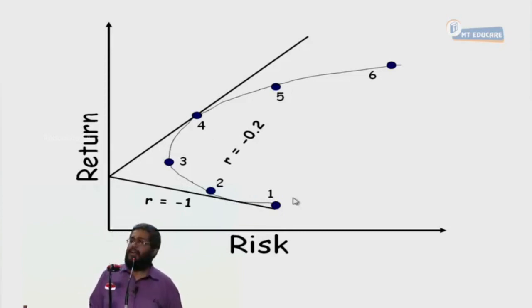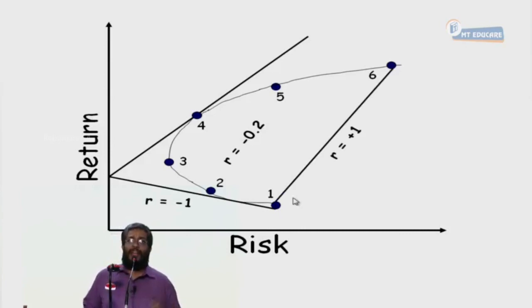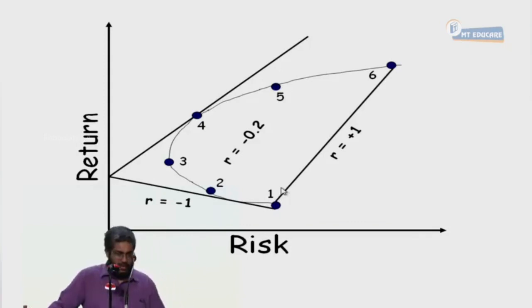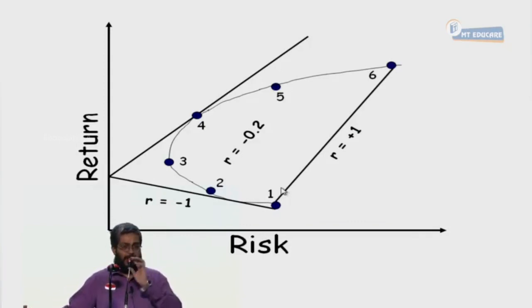Point number 8 or 9 or 10 or 6 or 7? Your number, point number 7, not a section number. Point 7: if correlation is plus 1, there is no risk reduction due to diversification.